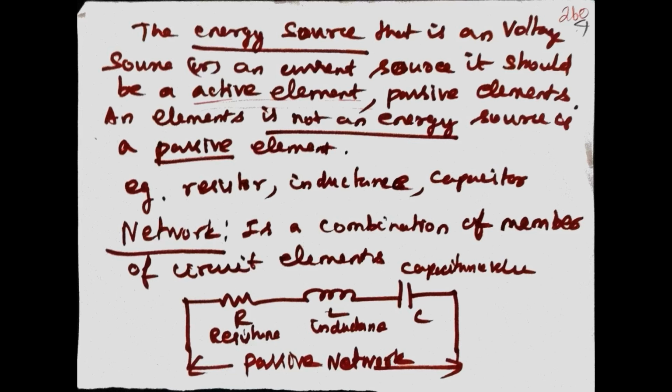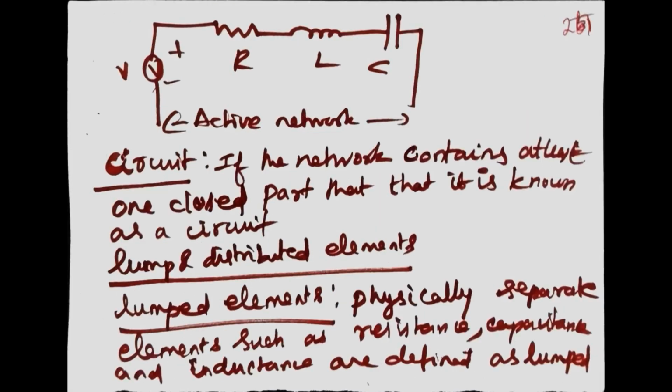A network that consists of energy sources is called an active network, with voltage source plus minus shown in the notes. An LC network that consists of an energy source, a voltage source, is called an active network. Circuit: if the network contains at least one closed path, it is known as a circuit.